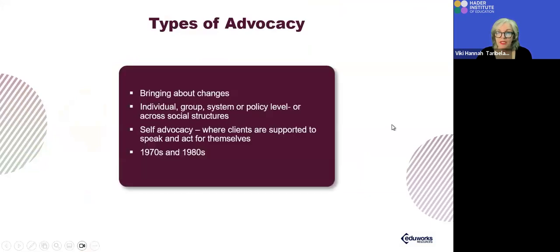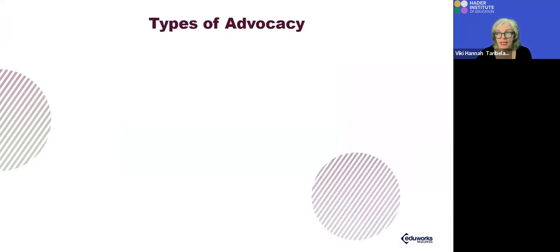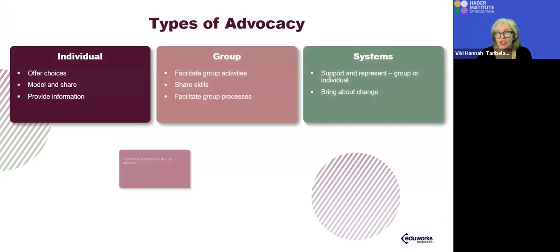So the types of advocacy bring about change on behalf of a client or a situation, an individual or a group, a system that might need changing, or a policy that needs to be reviewed. Self-advocacy is where clients are supposed to speak and act on their own behalf. However, they may want you to just be there and support them, but we don't have our own views in that space. So the types of advocacy that we started to introduce came in the 1970s and the 1980s is when some legislation did change.